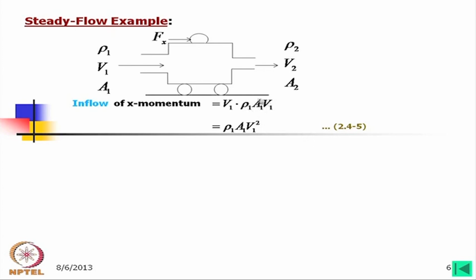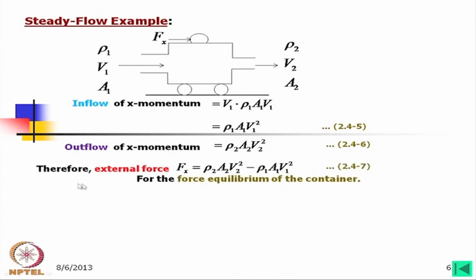Is it clear? This is the volume flow rate and with the velocity. So, we get this is the x momentum. Similarly, outflow we get rho 2 A2 V2 square. Now, equating, we get the external force Fx is equal to rho 2 A2 V2 square minus rho 1 A1 V1 square. This means that we have to apply this force for the equilibrium of this body.